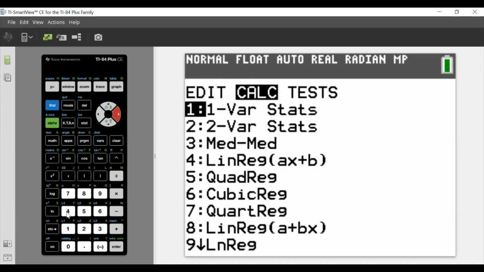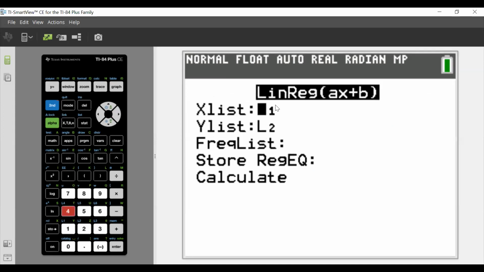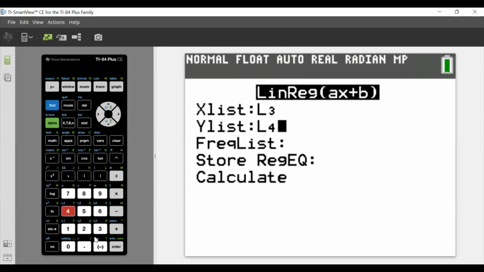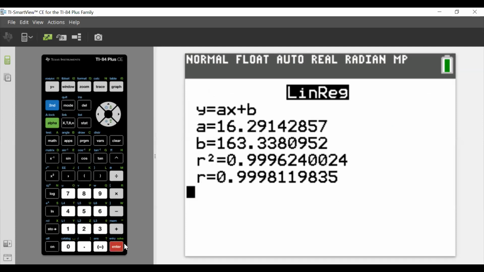So let's calculate the linear regression, which is 4. Here again, we have to remember that's L3, that's L4. Now we can calculate it. Again, I'm going to write down our numbers here. That's 16.29142857, and that's 163.3380952. This is as good as we can get as far as what our values are when we plug it into our calculator. So that's a linear regression with this. And again, this is 0.999, so the other one was only 0.99. So we can tell that this one is a lot better as far as the linearity.